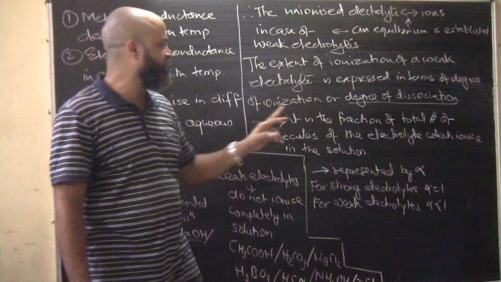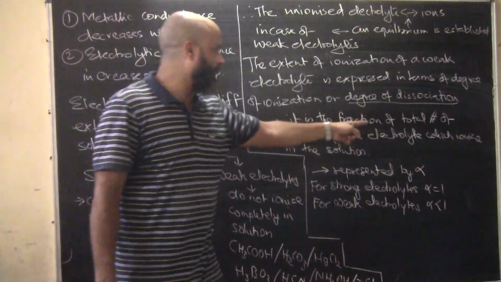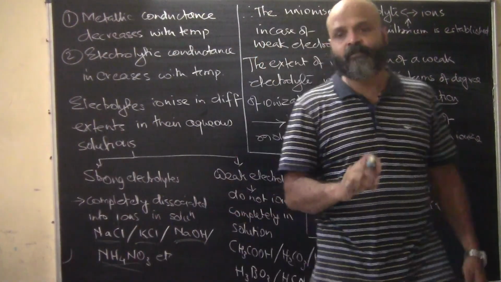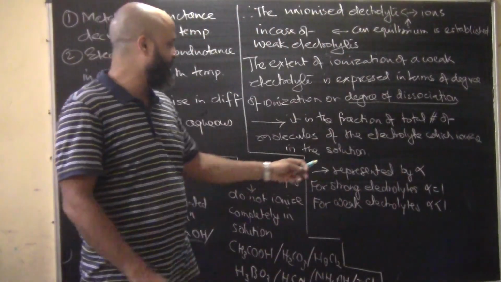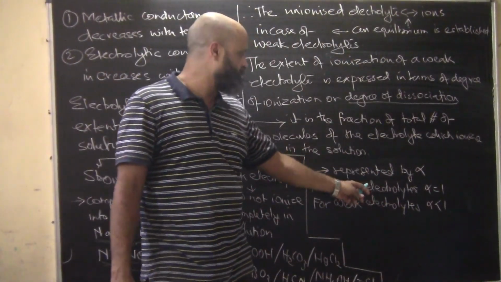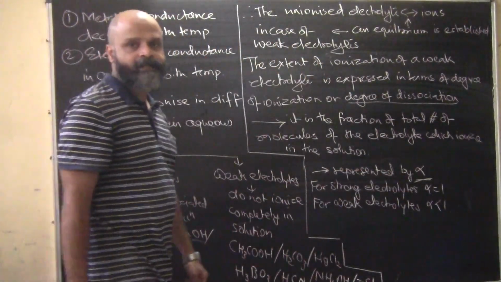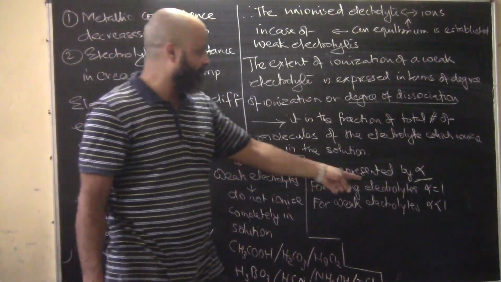What is the degree of ionization, or degree of dissociation? It is the fraction of the total number of molecules of the electrolyte which ionize in the solution, and it is represented by alpha. For strong electrolytes, alpha is generally equal to 1, whereas for weak electrolytes, alpha will be less than 1.